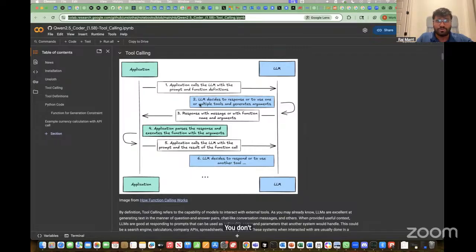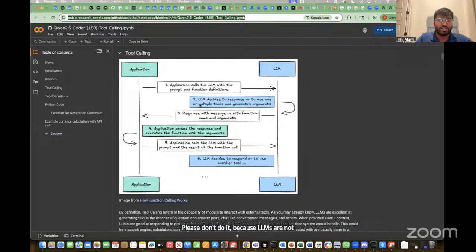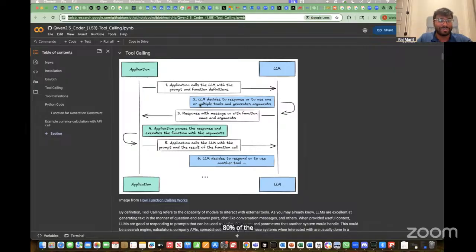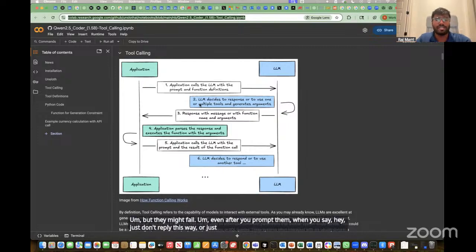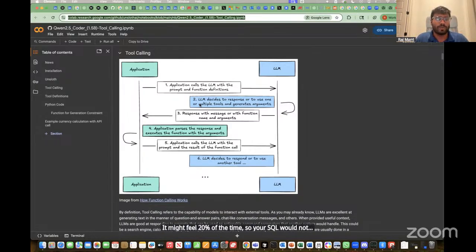You don't use LLMs to create SQLs, and please don't do that. Anyone who is using LLMs to do SQL generation, please don't do it, because LLMs are not great at generating SQL. ChatGPT could be great. You probably have seen where ChatGPT provides generated SQL which is really complicated, and maybe 80% of the time out of 100 it really worked for you. But they might fail even after you prompt them, when you say, hey, just don't reply this way or just use this SQL. That only works 70 or 80% of the time. It might fail 20% of the time. So your SQL generation would not always be the right move.